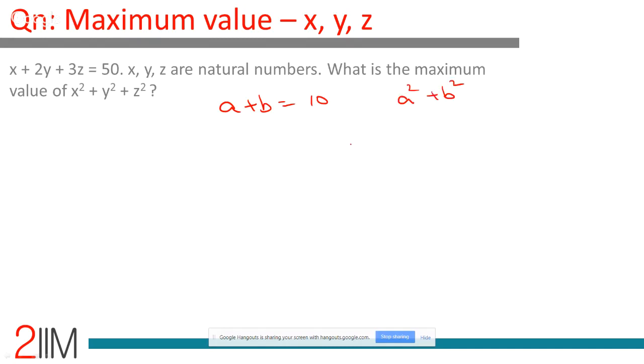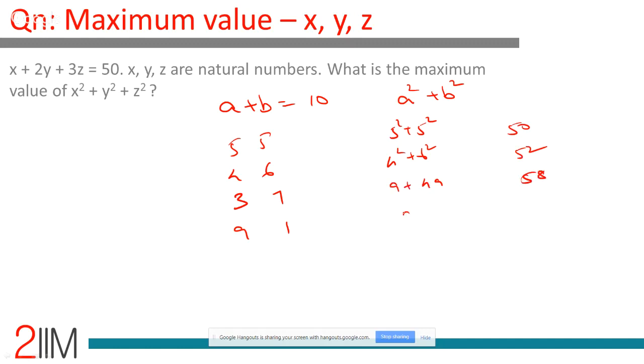So I love reducing variables, limiting crunch time, thinking about ideas, then expanding it. My substitute values: 5 and 5, 4 and 6, 3 and 7, 9 and 1, 1 and 9, whatever. 5 square plus 5 square, 25 plus 25, is 50. 4 square plus 6 square, 16 plus 36, is 52. 9 plus 49, 58. 81 plus 1, 82.